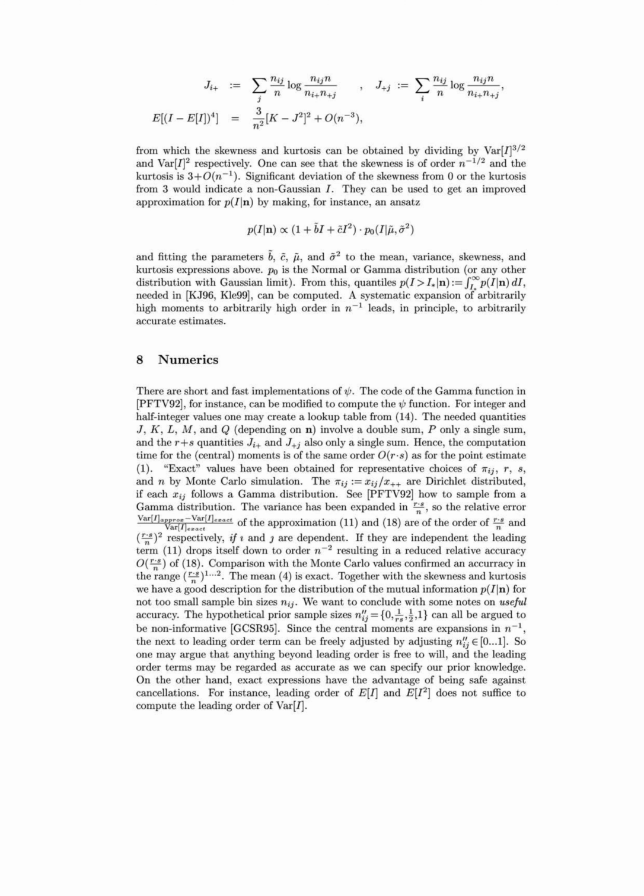Together with the skewness and kurtosis, we have a good description for the distribution of the mutual information p(I|n) for not too small sample bin sizes n_ij.